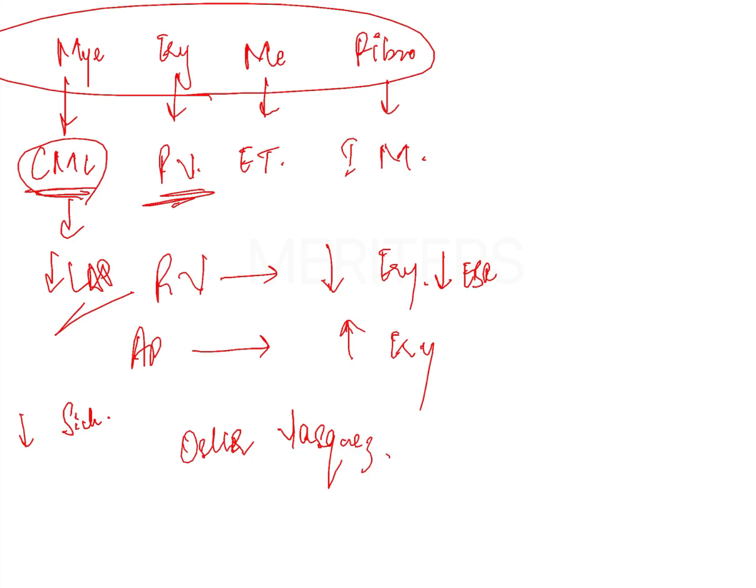And a very characteristic feature of chronic myeloproliferative diseases is that there is an increase in the number of basophils. They are seen in all of these myeloid diseases, CML, PV, ET as well as IM. The number of basophils is very high. This is one important and pathognomonic feature of chronic myeloproliferative diseases.